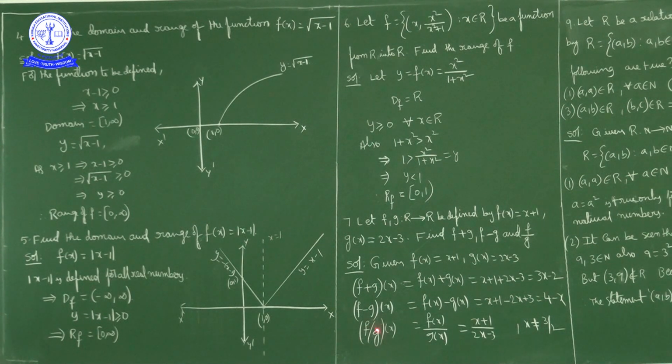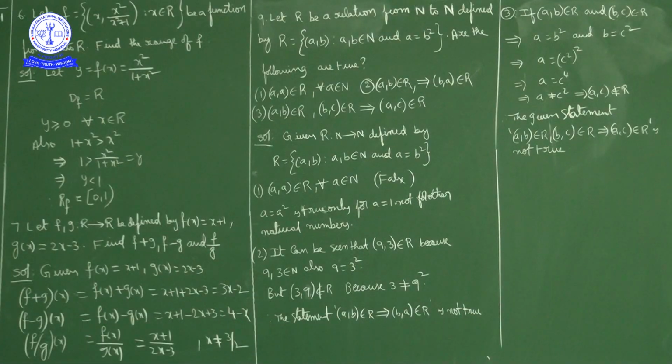Next, f by g. f by g is nothing but f of x upon g of x, where f of x is x plus 1, g of x is 2x minus 3. Okay, but the denominator should not be 0. This rational function is defined whenever the denominator is non-zero. The denominator is 0 at what value of x? At x equal to 3 by 2, the denominator is 0. So other than 3 by 2, it is well defined. So f of x upon g of x is x plus 1 upon 2x minus 3, where x is any real number other than 3 by 2. x is not equal to 3 by 2.